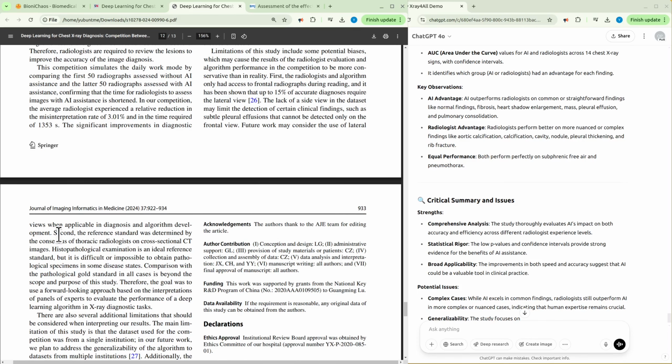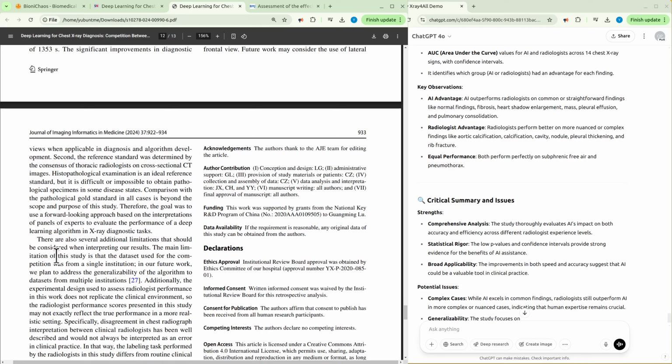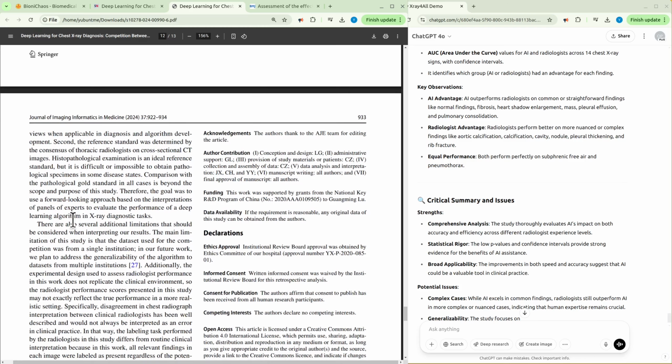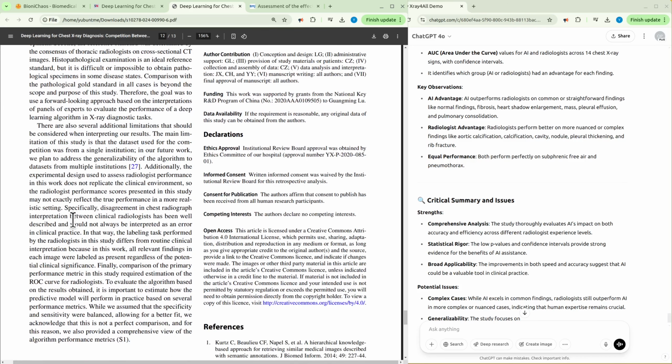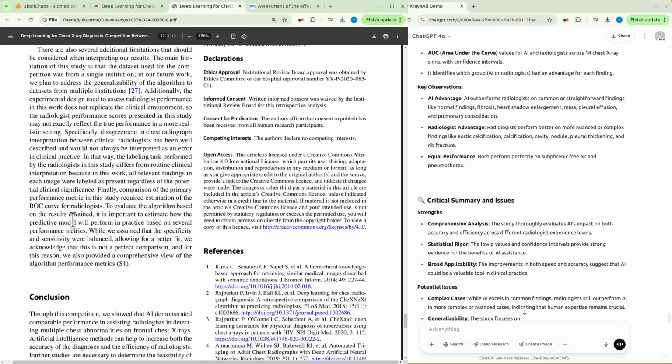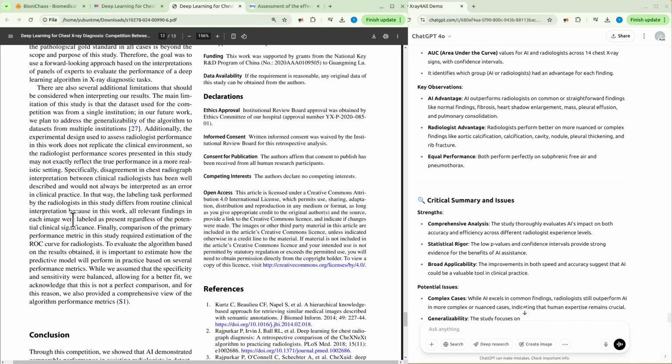Observer bias: radiologists knowing they are being evaluated or using AI might behave differently. Hawthorne effect: this could influence results in ways that aren't purely due to AI assistance. Confirmation bias: radiologists using AI might trust the AI suggestions more, leading them to confirm the AI's findings rather than challenging or verifying them independently.